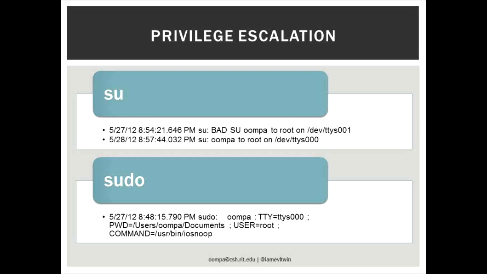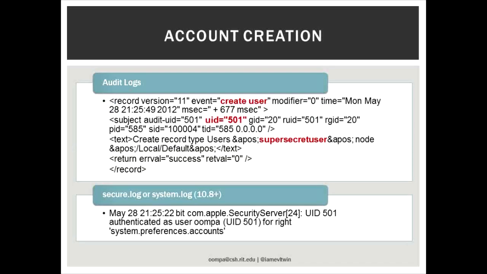And we also have sudo, which is basically privilege escalation per command or for a few commands during a small time period. We can see that the Oompa user account tried to escalate their privileges using root, and we see what directory they were in, and also the command that they were trying to use. So some good information there.